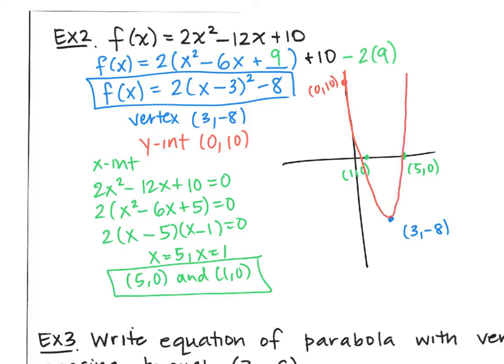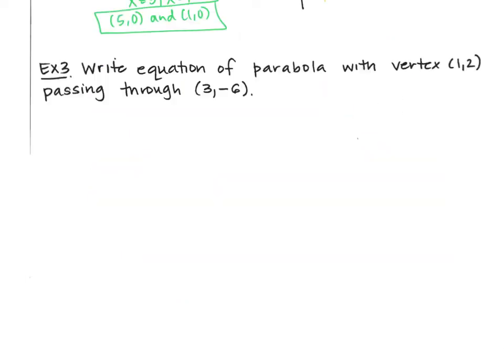It is opening up because a was positive and it has a stretch. It looks like I left off my axis of symmetry, so I'm going to sketch that in and then write it. The axis of symmetry is x equals, the vertex was (3, -8), so x equals 3. And that's a good sketch.